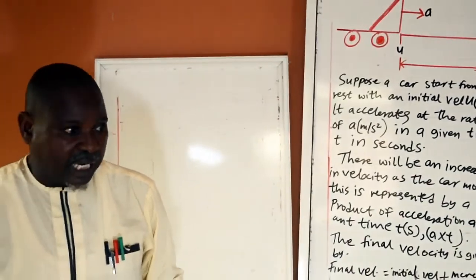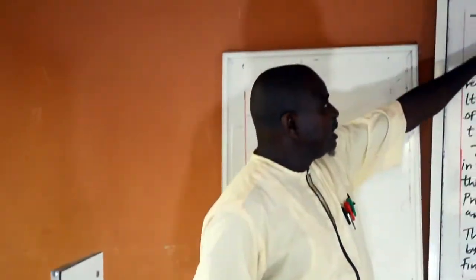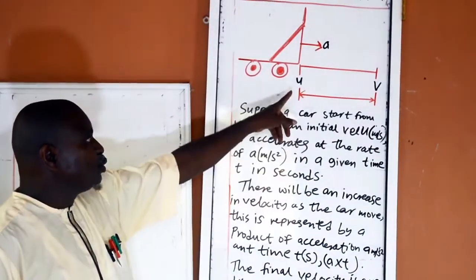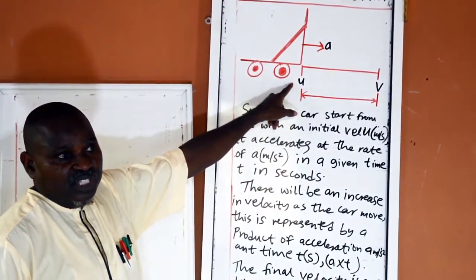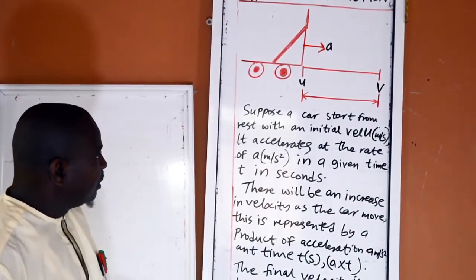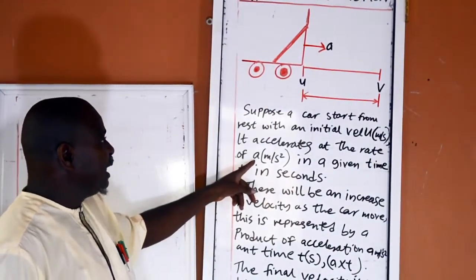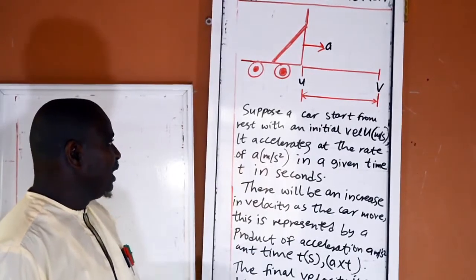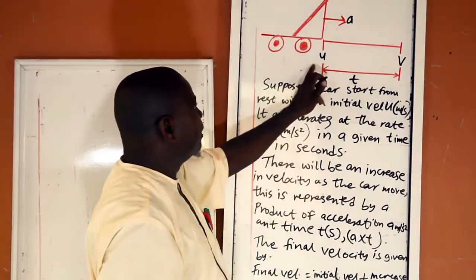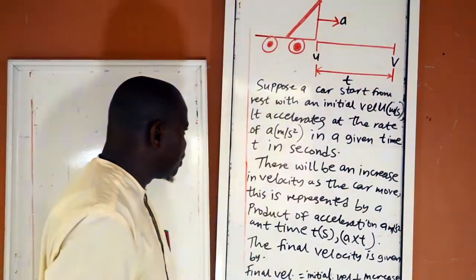Now, suppose a car starts from rest. Rest is the beginning or 0 point with an initial velocity. We use U to represent initial velocity. Initial velocity means velocity at the beginning of the journey. It accelerates, that is, it moves at a rate of 8 meters per second squared in a given time t in seconds. It starts from here with this initial velocity and reaches the final velocity in a given time t.